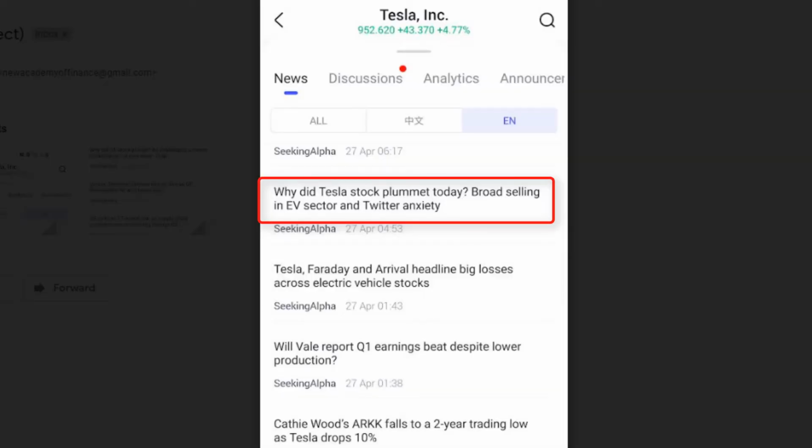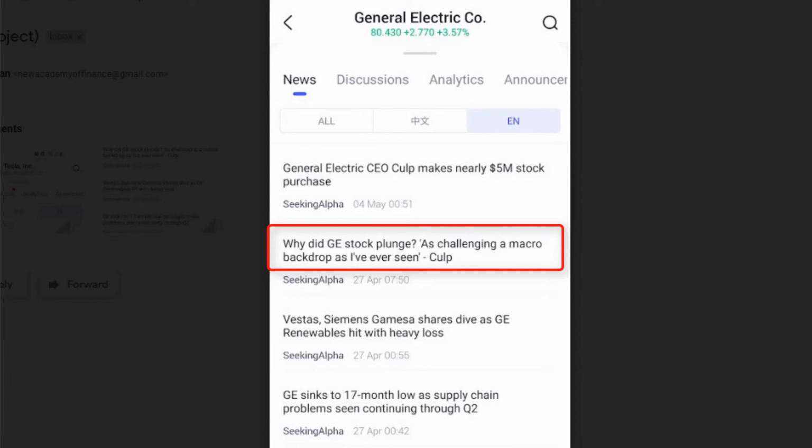A quick click into the individual stock counter and hovering over to its news segment will shed light on why the price decline is so significant. In the case of Tesla, it seems like there is broad-based selling across the EV sector, and of course, Elon Musk's out of the blue acquisition of Twitter is sending butterflies through Tesla shareholders' stomachs. For GE, its CEO highlighted that the company is facing the most challenging backdrop he has ever seen as the company lowers its 2022 financial forecast amid struggles with supply chain issues and rising raw material costs.